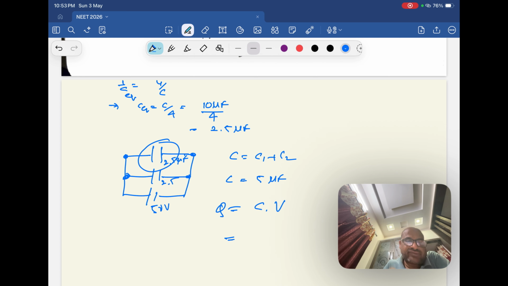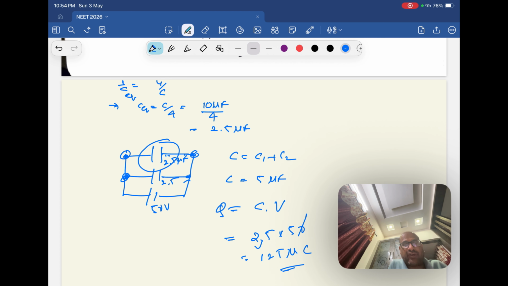So you can say this also for 2.5. I am just finding the charge across the combination. Potential is the same, no? So the charge will be how much? C into V. So C is 2.5 and this is 50. You can calculate, this becomes 125 microcoulombs. So 125 microcoulomb on each, on this one as well as this one.